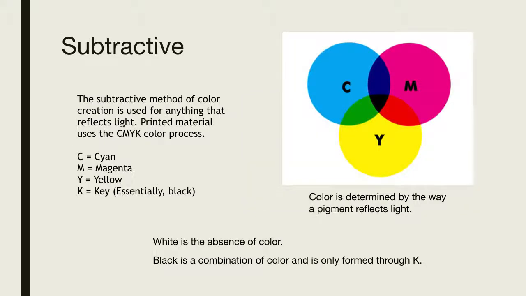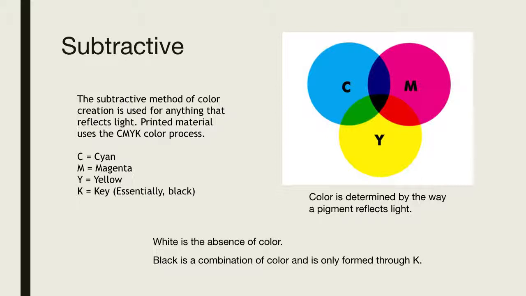When we are talking about print, not screens, then we're talking about subtractive color. So if you're working in Illustrator and you're working for print or InDesign, then you are using subtractive color. The subtractive method of color is used for anything that reflects light rather than projects light. Anything printed. So we're now using a blend of C, M, Y, and K, which is key.